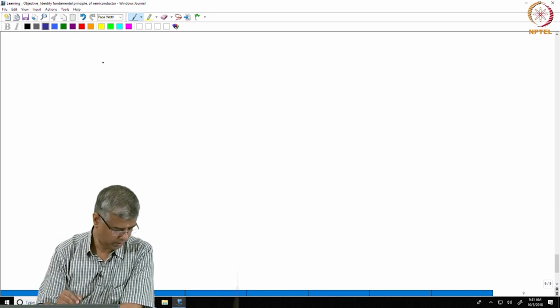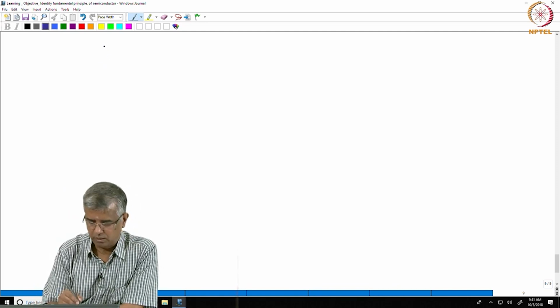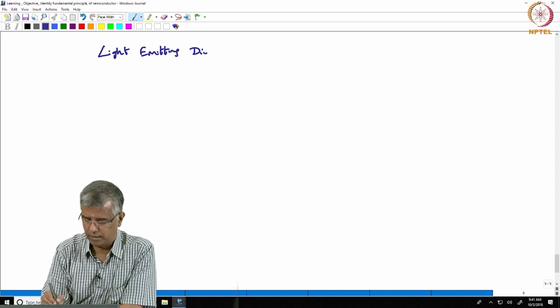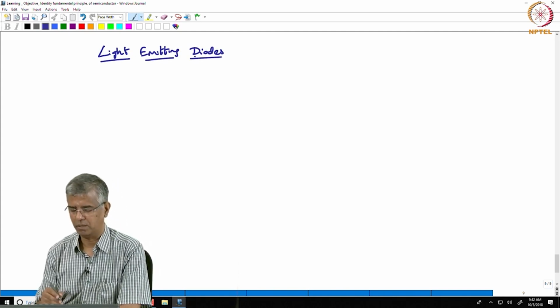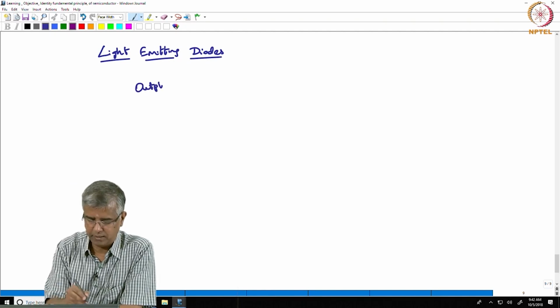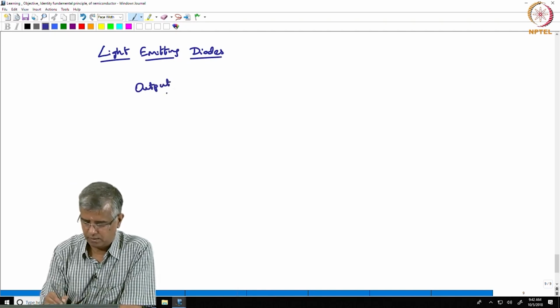Okay, so we are now talking about light emitting diodes. So, what are the characteristics of light emitting diodes? The first thing that we want to track is output power.